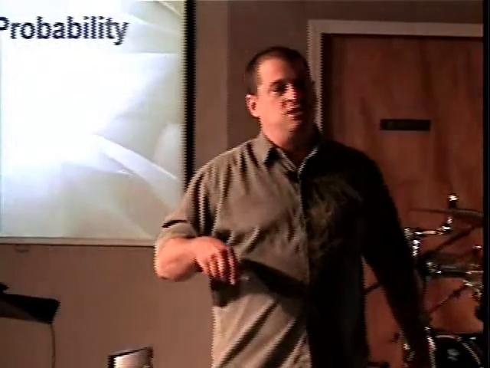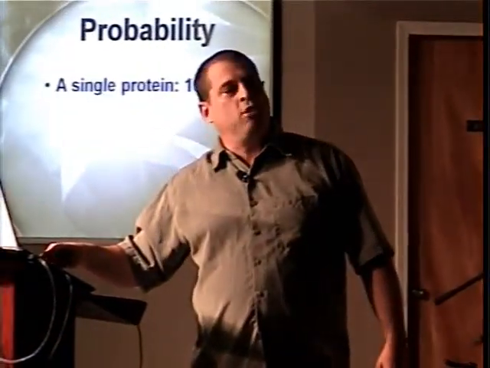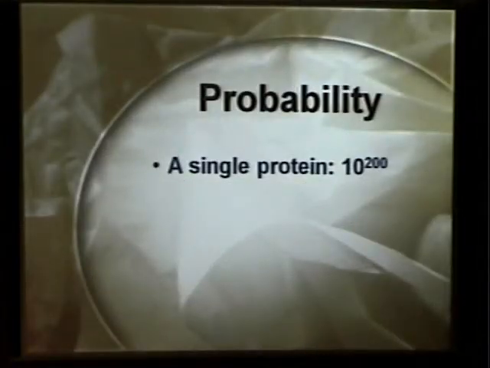Probability experts have examined the chance of things like a protein forming all by itself, and estimates range somewhere near 1 out of 10 to the 200th power. The chance of even a single protein forming all by itself: 1 out of 10 to the 200th power.